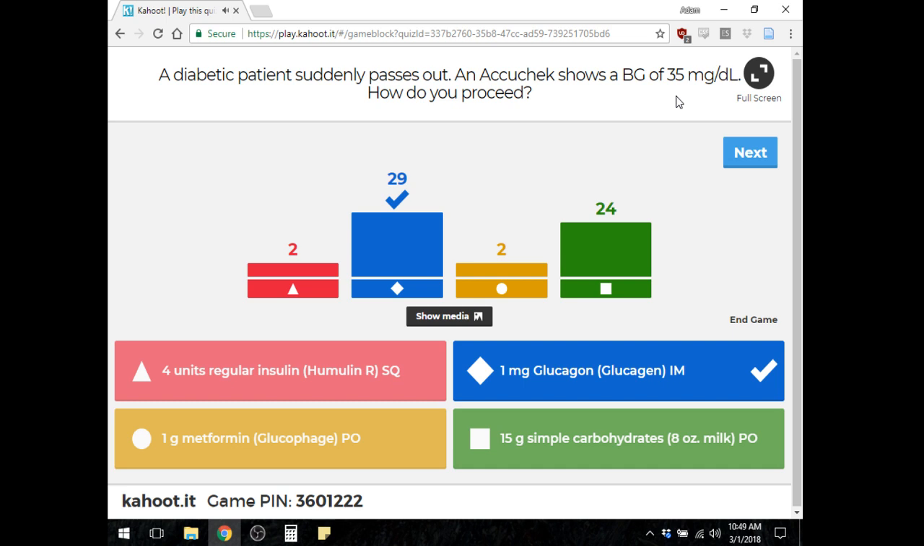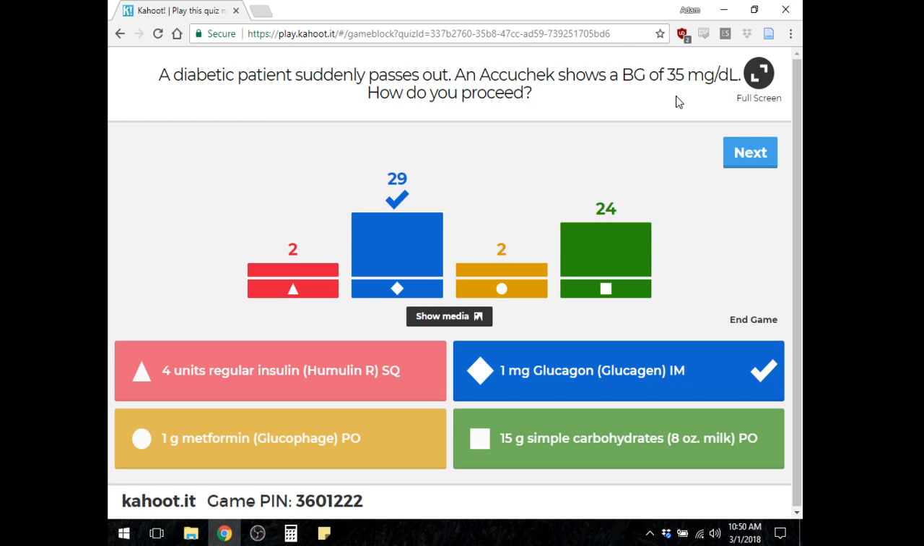Interesting. So the correct answer was glucagon IM. So why is it glucagon IM? The patient's passed out. You cannot give them oral medications if they are unconscious, right? So if they're passed out, they're that severe, you need to give them something parenteral. So this is where glucagon can be a really good option from that standpoint.